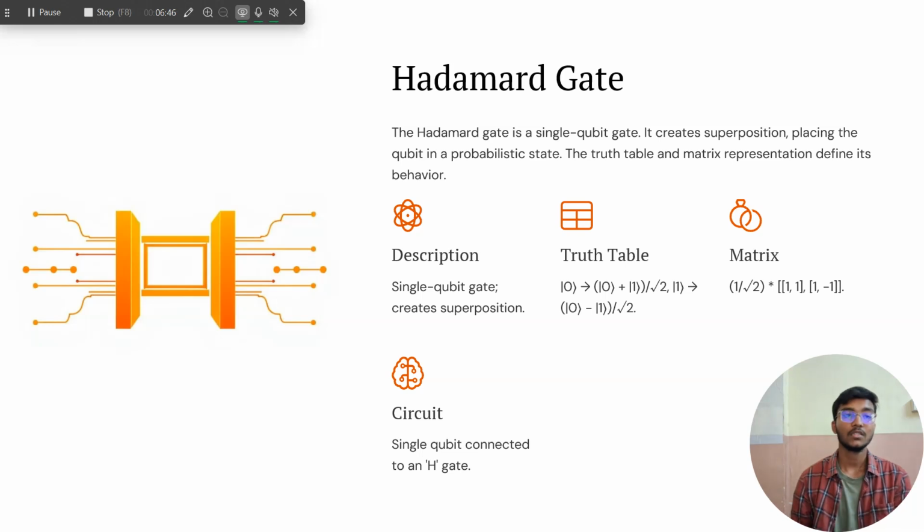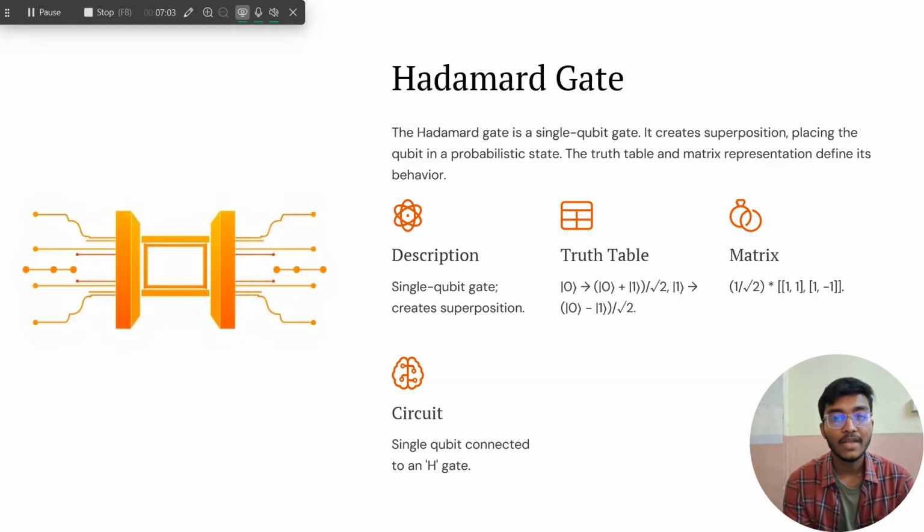Okay, so next and the third one is the Hadamard gate. I think it's one of the best gates to identify superposition, as it is a single-qubit gate. It creates superposition, placing the qubit in a probabilistic state. The truth table and matrix representation define its behavior.